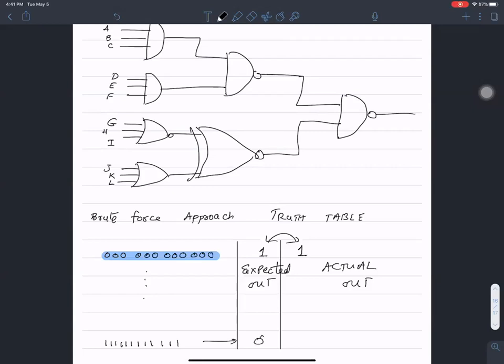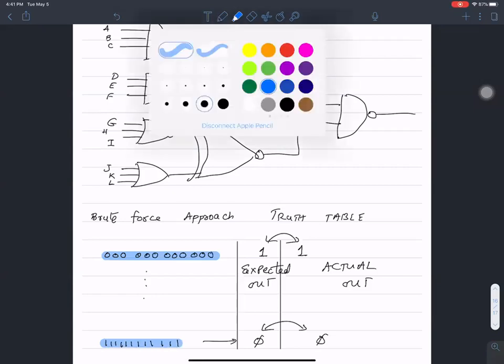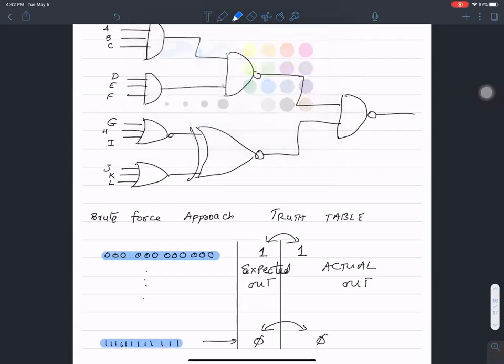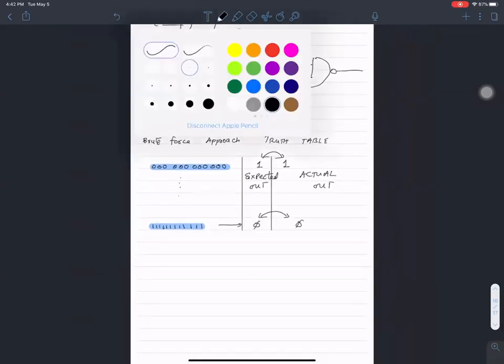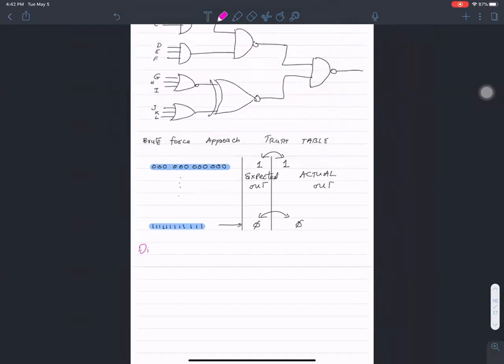And then you tally the expected and the actual outputs. When you verify that they match, you know you have fully tested this circuit. But what do you think is the disadvantage of this kind of testing?